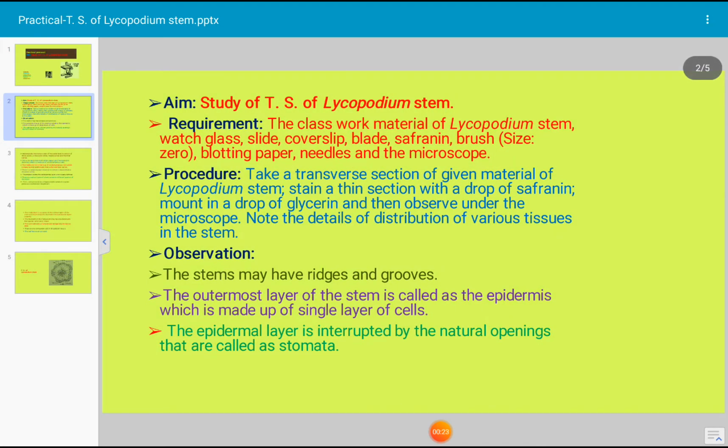Let us see the requirements. We need the classwork material of Lycopodium stem, slide, cover slip, blade, safranin, brush, blotting paper, needle and the microscope. These are the requirements of the practical.